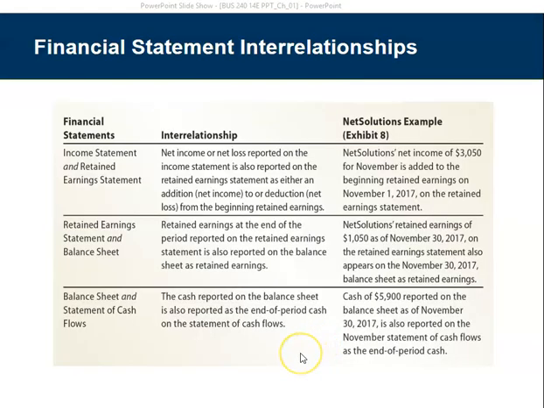Okay, so financial statement interrelationships. There's a lot to digest in Chapter 1. Go over it. And as long as you understand the accounting equation and some of the basics, you should be in good shape, and we'll get a little bit more complicated with the upcoming videos as the semester continues. All right, that's it for the first chapter.